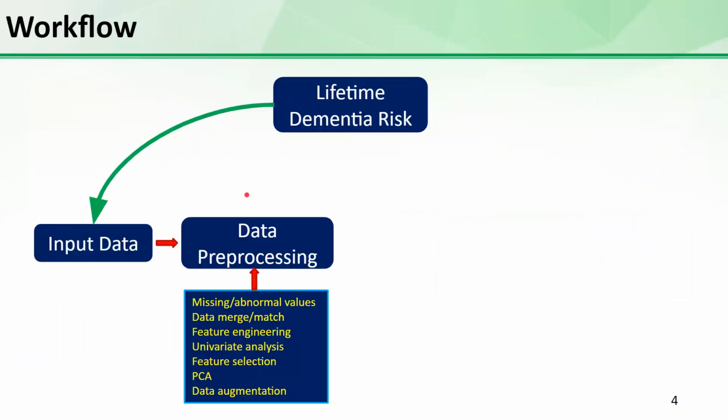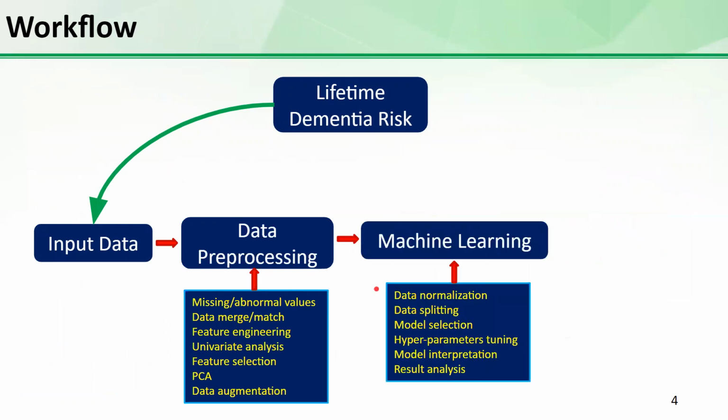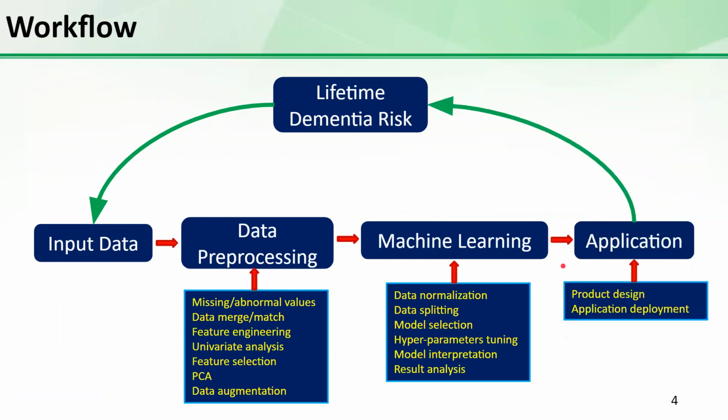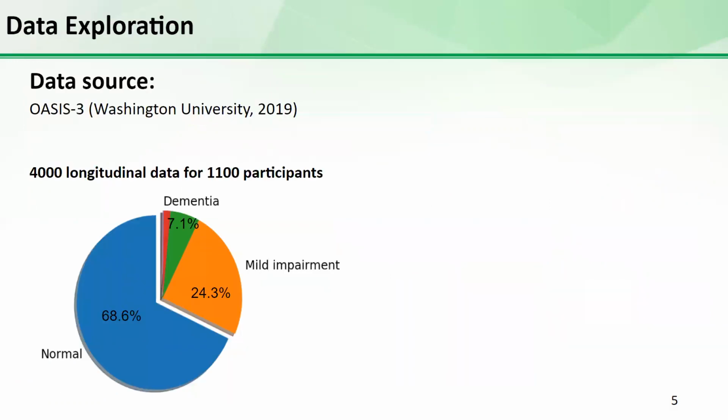First, I did some pre-processing on the data I have, such as feature engineering, feature selection, and PCA analysis. And then I fed the data into a machine learning pipeline, such as data splitting, model selection, and model interpretation. And finally, I used the model to develop an app to help people predict their lifetime dementia risk.